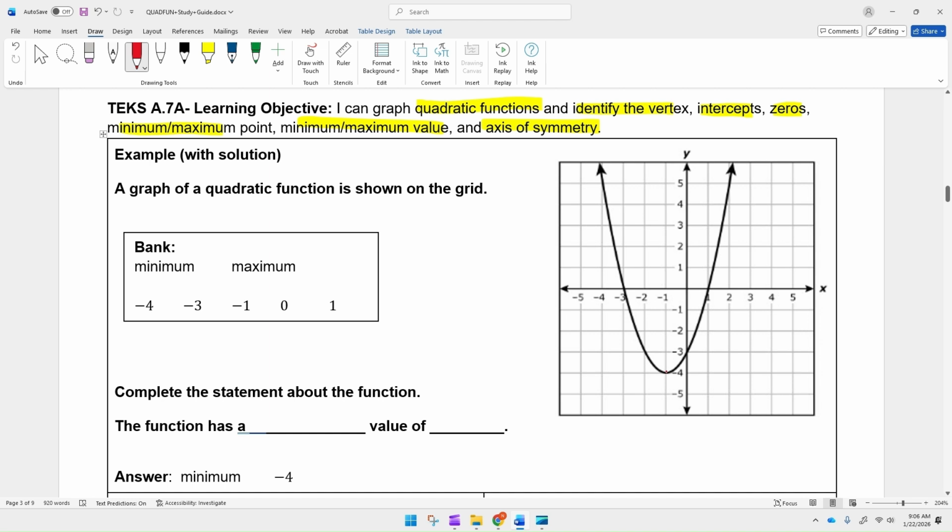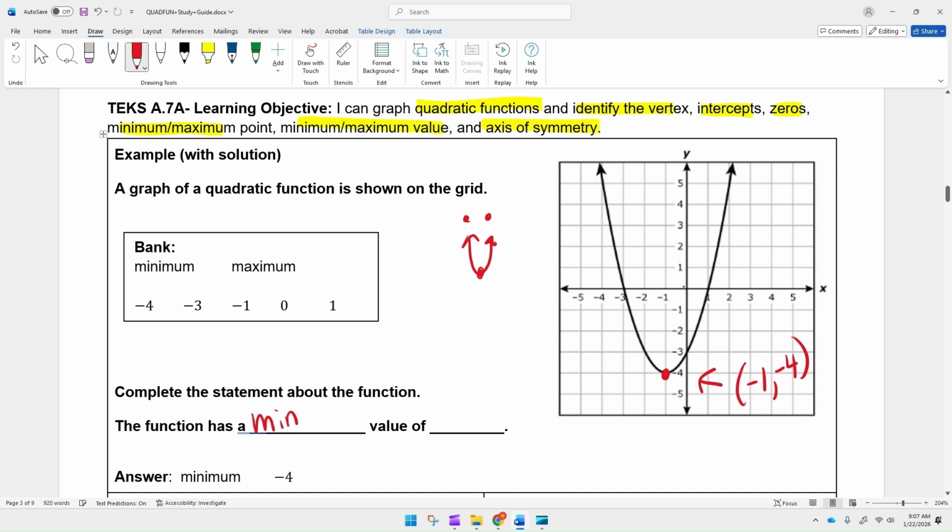So I'm going to identify my vertex. My vertex is the turning point on the quadratic, the U-shaped figure. I know that when I have a happy parabola, where I'm opening up, that means I'm going to have a minimum value. So this is a minimum value. That means it's the lowest value. And I'm going to identify my vertex. So my vertex here is the point (-1, -4).